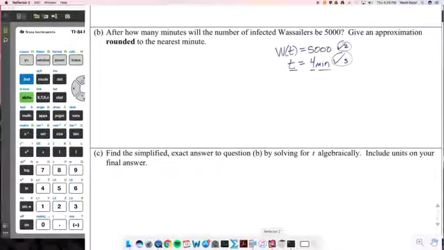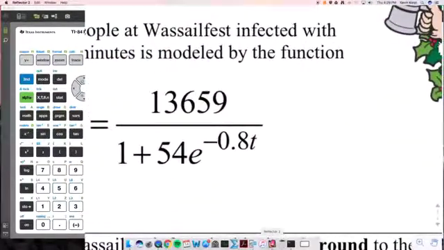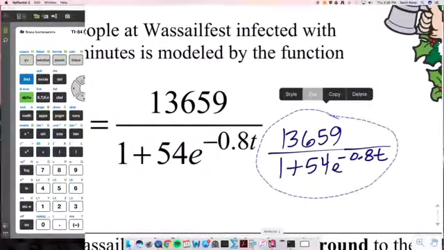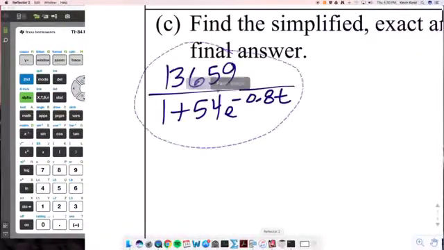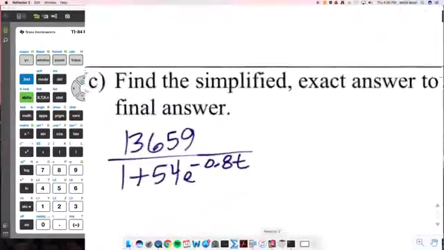All right, now it says to find the simplified exact answer to the question that we just answered algebraically. So here's what I'm going to do. I'm going to copy it up here, not W of t, but the expression that's equal to W of t, because I need to work with this in order to solve algebraically. So I'll copy it up here, 0.8t. I'll extend that out, and then I will cut that out and come down here on the far left, and I'll paste it. All right, so now I want that to equal, just like above, 5,000.